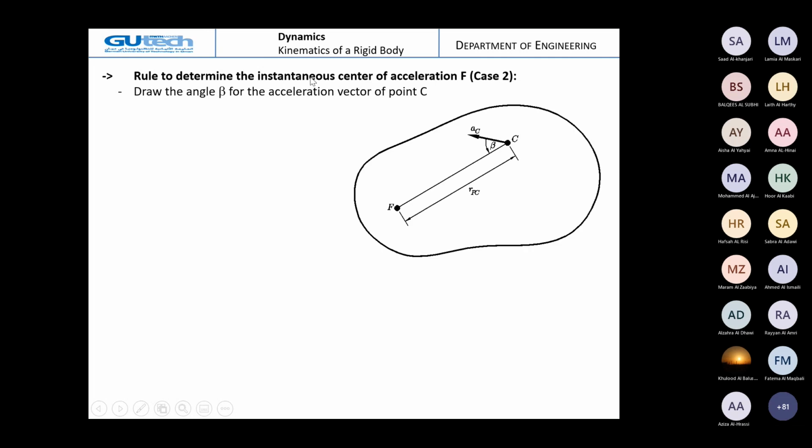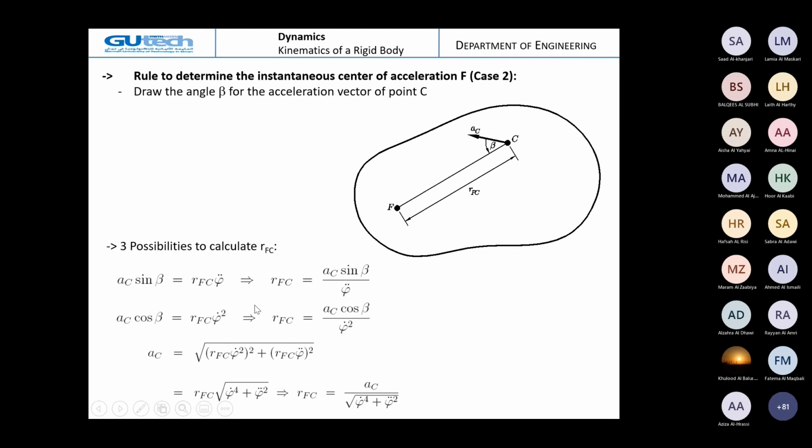Now, the rule to determine the center of acceleration, case 2: draw the angle beta for the acceleration vector of point C. We know only the value of AC. What we do here is make the angle beta and draw the line. We get the point B.